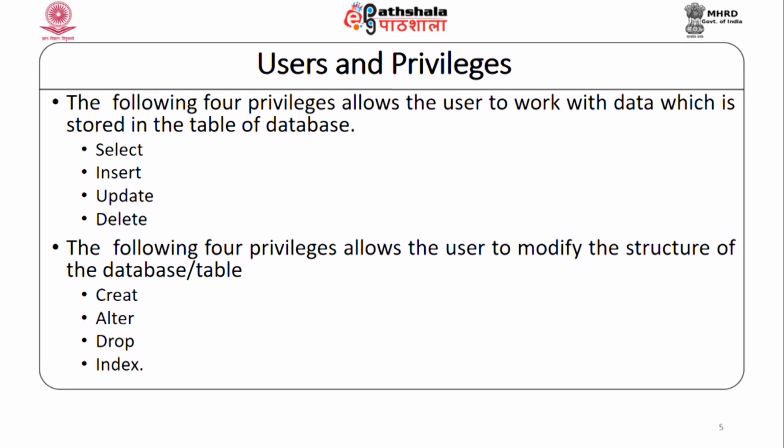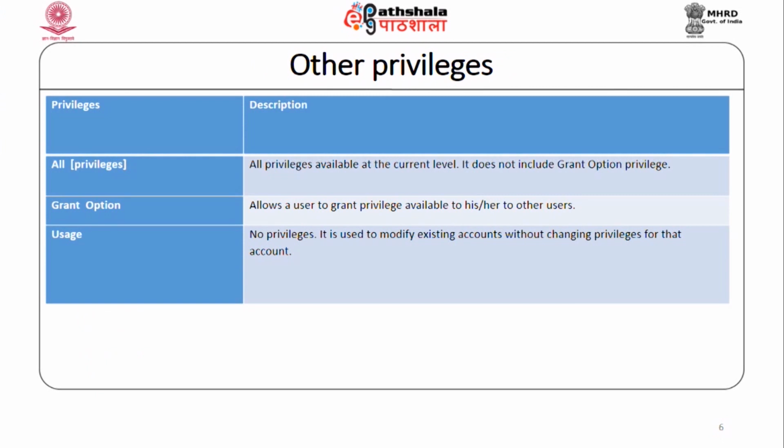Apart from that, there are a few other privileges, like ALL. ALL means all privileges available at the current level; it does not include the grant option. Grant option allows a user to grant the privileges available to him or her to other users. And usage means no privileges. It is just used to modify an existing account without changing privileges for that account.